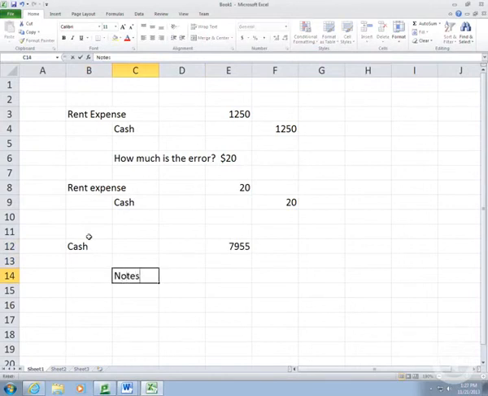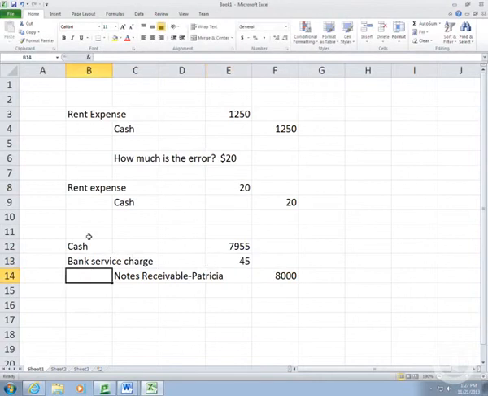What do we credit? Notes receivable. And this was from Patricia. You paid us the note. How much did you owe us, Patricia? $8,000. So if you owe us $8,000, why are we only debiting cash $7,955? Of how much? 45. And this is the entry to record it on our books.